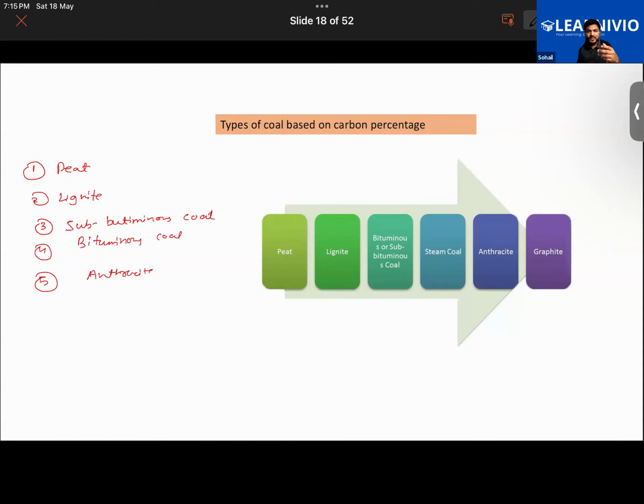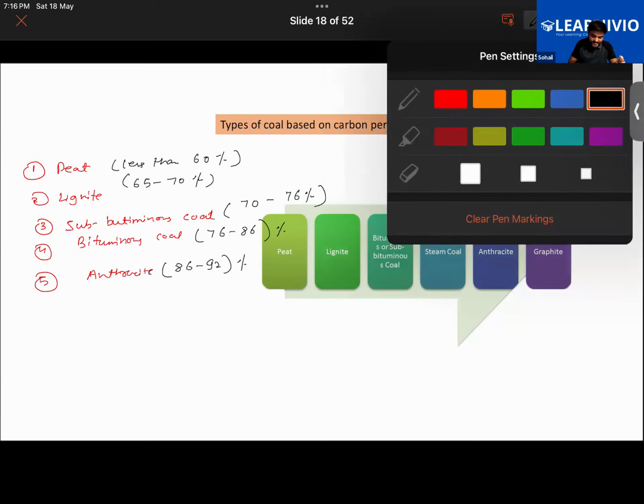Talking about peat, the carbon content in it will be less than 60%. Then lignite will have somewhere around 65 to 70% carbon. Subbituminous would have somewhere between 70 to 76% carbon. Getting my point? Then bituminous would be around 76 to 86% carbon. Then anthracite would be 86 to 92% carbon. You guys getting this?